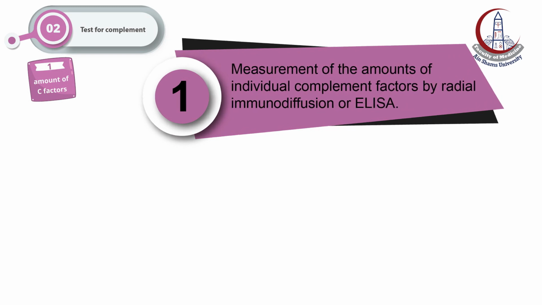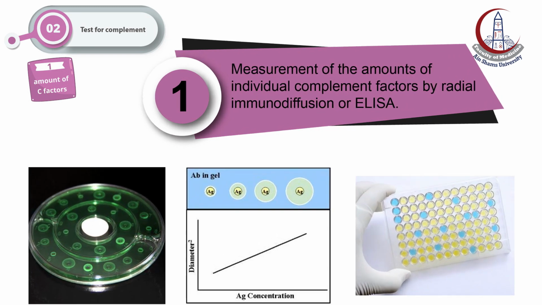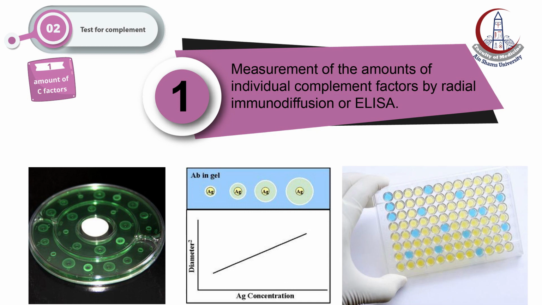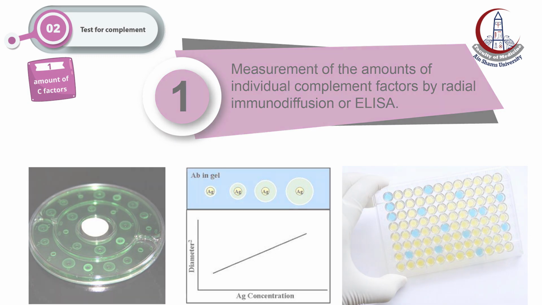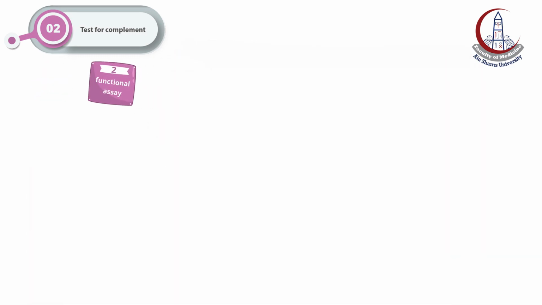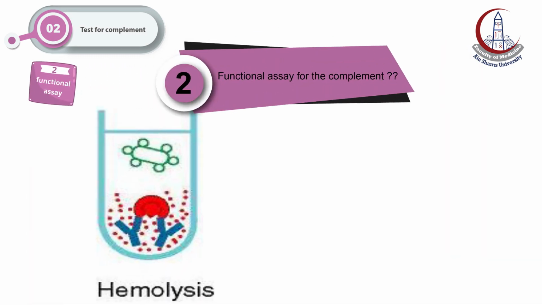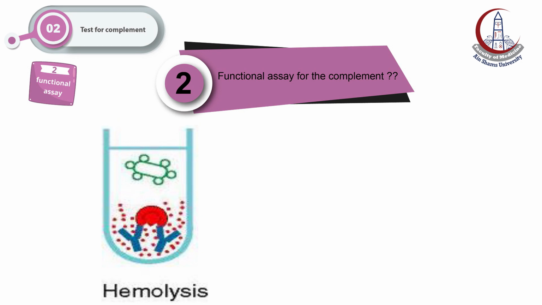Next, we go on to detecting certain defects in complement. Again, we either measure amounts, defects in the amount, or in the actual function. Measurement of the amounts of individual complement components can be done by any one of the many techniques that you took in Chapter 2, such as radial immunodiffusion or ELISA, to determine the amounts of complement. As for the functional assay of complement, the assay here is called LD50.